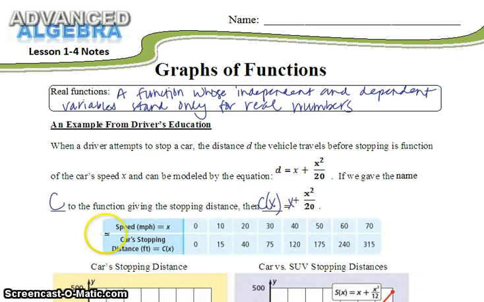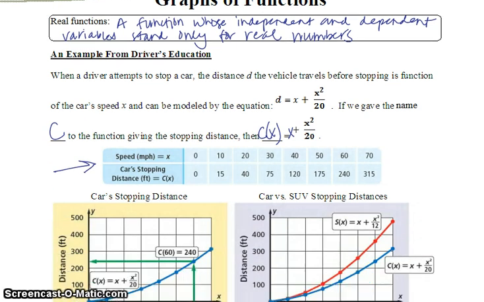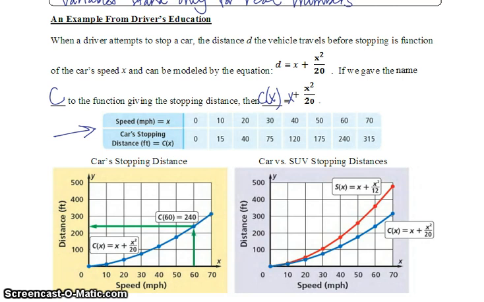And here you can see on this table, speed equals x, and we have 0, 10, 20, 30, 40, 50, 60, all the way up to 70. And then the car's stopping distance in feet equals c of x, and that's 0, 15, 40, 75, 120, 175, 240, and 315.